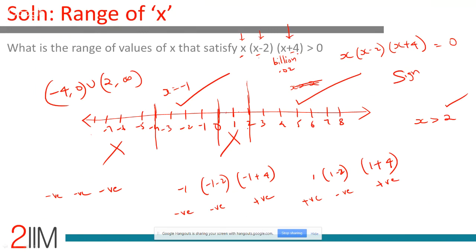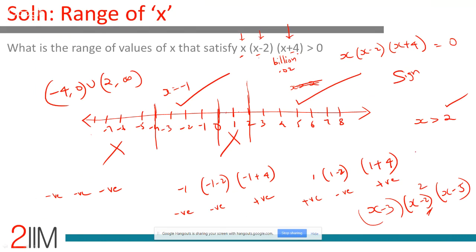Unless there's a double root sitting somewhere. What do I mean by that? We're just solving for x minus 3 into x minus 2 whole square into x minus 5. And there's a double root at 2. That means it's going to change signs twice over. But there, 2 will not be a turning point. So you have to keep those kind of things in mind.